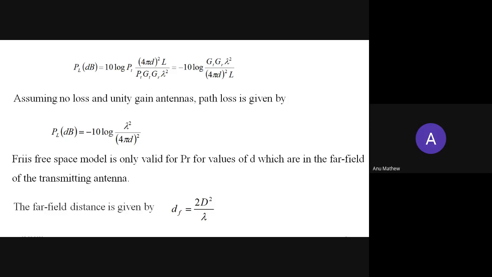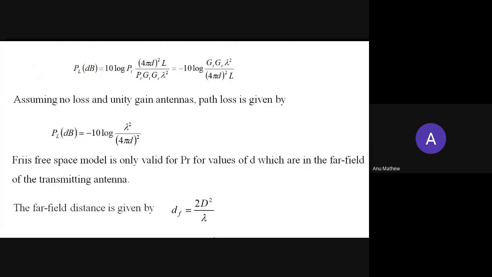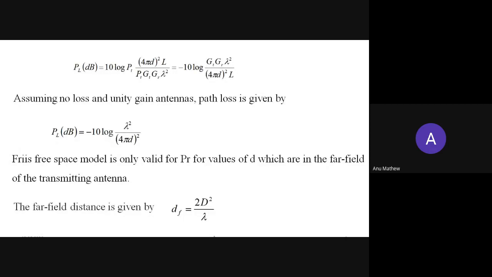Okay. So the antenna's largest linear dimension is the aperture value. That is, the aperture of the transmitting antenna is what we call its largest linear dimension. So a distance greater than this largest linear dimension is denoted by DF. That is what we call the far field distance. Okay. So DF is equal to 2 into D square divided by lambda. That is the far field distance or Fraunhofer distance.